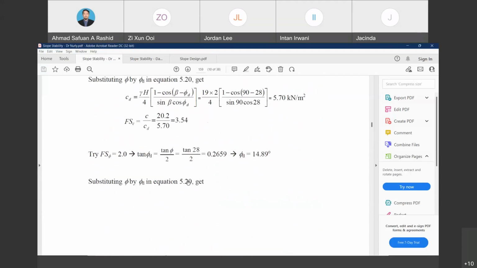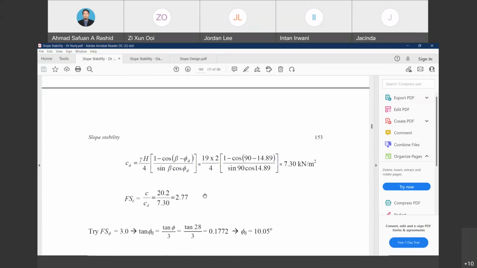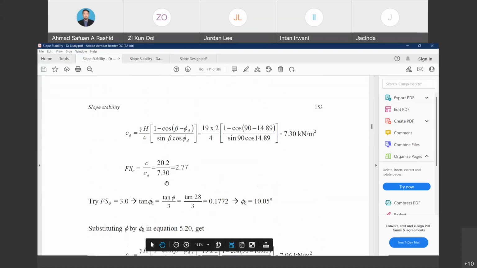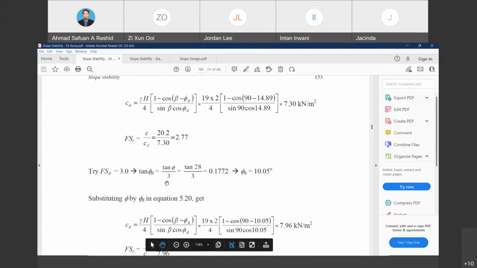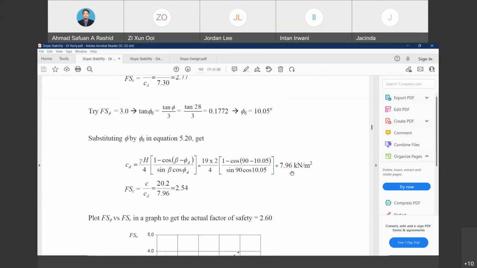Okay, this is 5.19. Then for the CD, we obtain 7.3. So the factor of safety for the FSC is equal to 2.77. So still not the same value. And then we do another trial, where we put the factor of safety equal to 3.0. Then we obtain 10.05 for the CD. The same procedure we repeat to get the CD. Then we obtain the FSC equal to 2.54. So still not the same. I guess it is enough to do a trial up to 3 attempts.